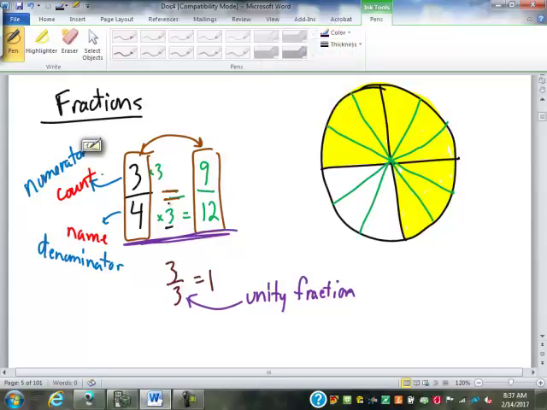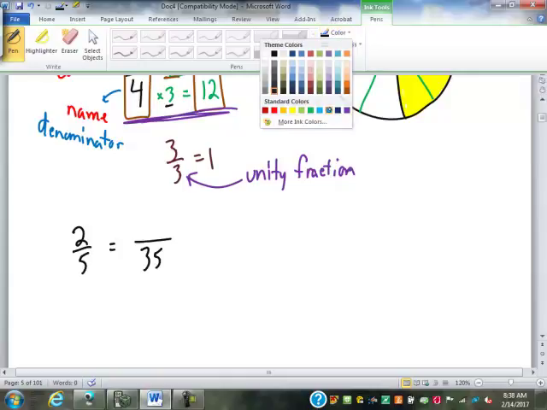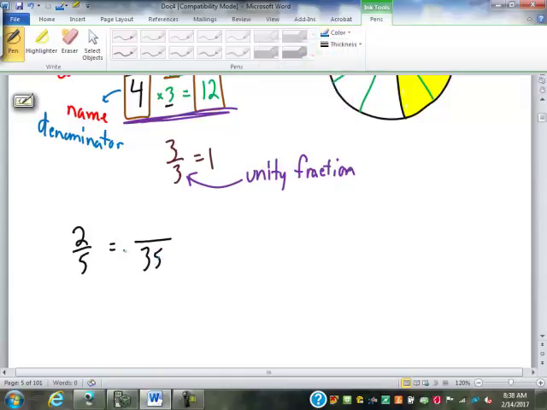Well, here we just randomly chose the number 3. Normally, we'll have to be able to figure out what it is we're going to use to rename the fraction. So we might have something like 2/5, and we need to change it into 35ths. So the first thing we have to figure out, now that we know that we're changing it to 35ths, is what did we have to multiply the 5 by to turn it into a 35? 7. So if we multiplied 5 by 7, what do we have to do with the 2? Multiply it by the exact same thing.